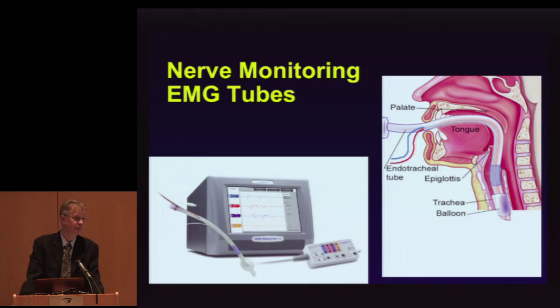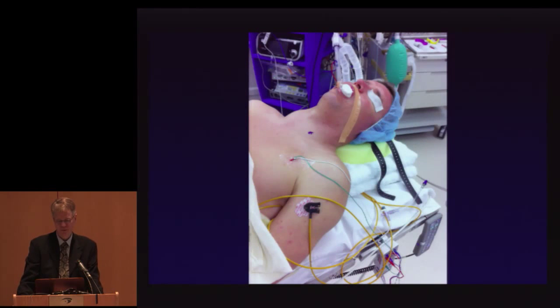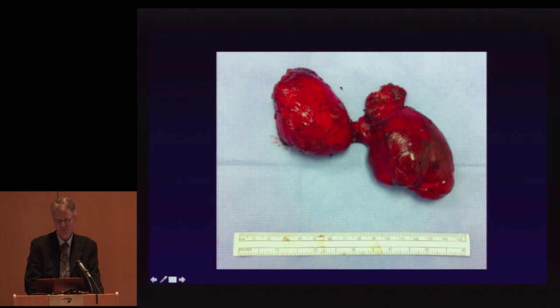We always try to identify the nerve during the thyroidectomy, and I use nerve monitoring endotracheal tubes. This is a special tube that, when the anesthesiologist puts you to sleep, they put the breathing tube in, and it's got a pressure sensor near the vocal cords that can detect whether or not the vocal cords are moving. So this is a gentleman with a large goiter that was about to undergo thyroidectomy, and he's got the special breathing tube in, and that was his gland.